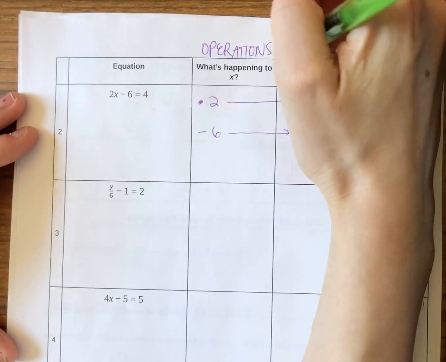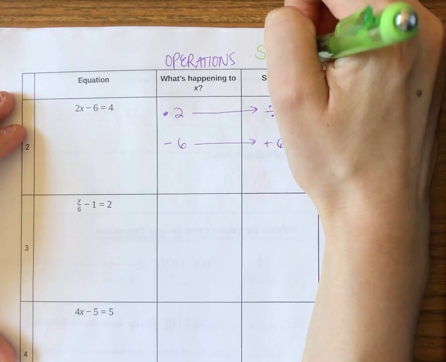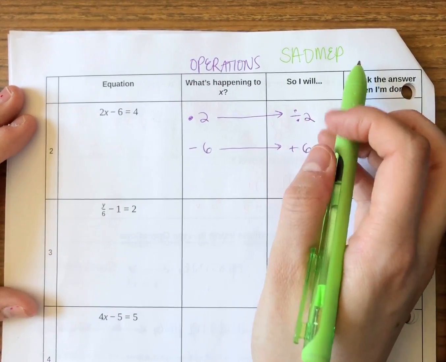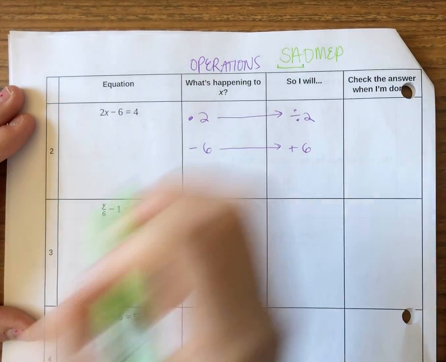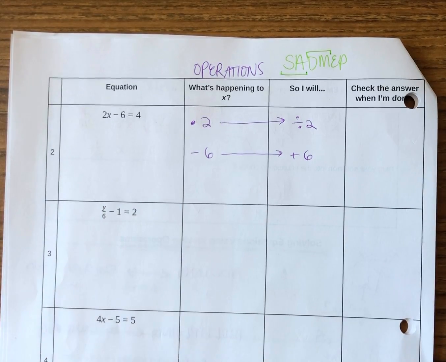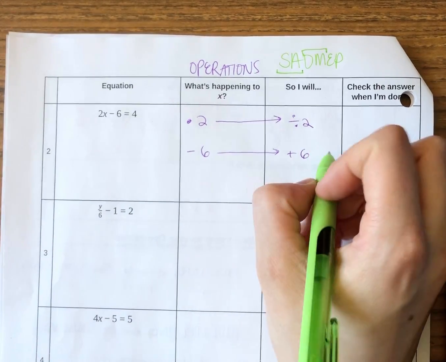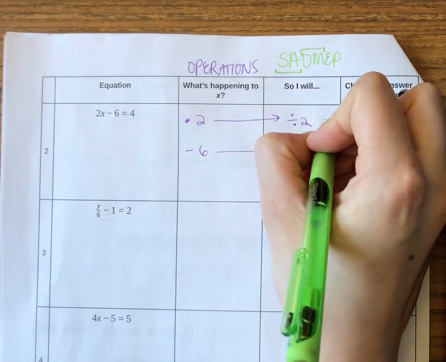So I'm going to think about SADMIT, which tells me it's my inverse order of operations, but it tells me that the first thing I do is any adding and subtracting, and then after that I do any multiplying and dividing. So looking through, I have divide by 2 and add 6. Adding 6 will be first, and dividing by 2 will be second.